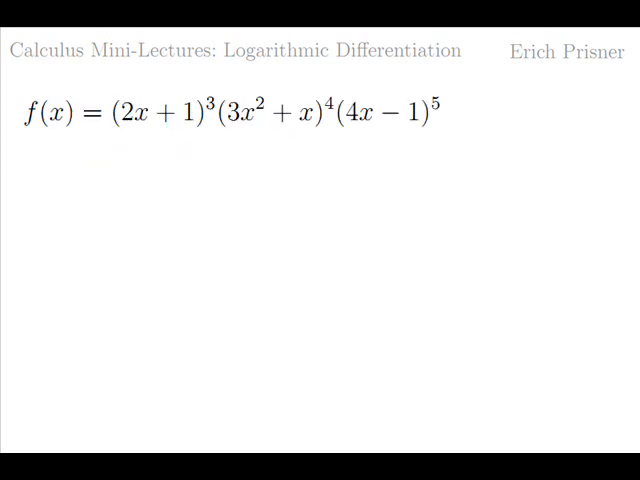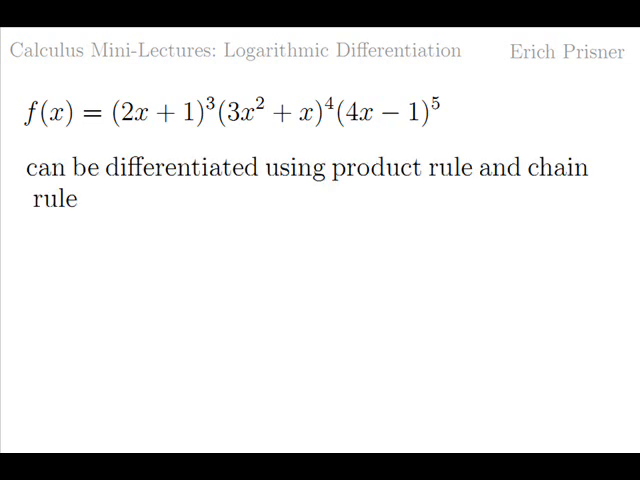Let me close with two remarks. First, logarithmic differentiation is often also used in cases where we don't absolutely have to use it, since we could also use other methods, let's say product rule or chain rule. An example is f of x equals 2x plus 1 to the power of 3 times 3x squared plus x to the power of 4 times 4x minus 1 to the power of 5. Well, a product of these three parts. Of course, we could differentiate this function by applying product rule twice and also applying chain rule, but this is a rather lengthy procedure.